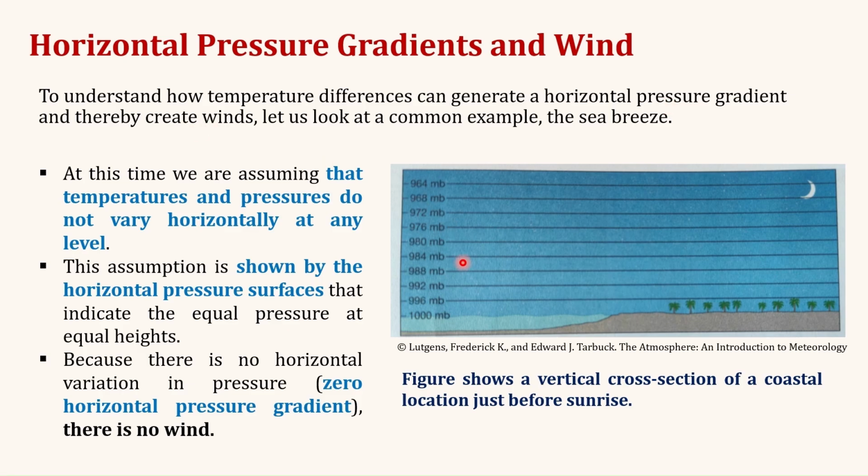In this image, we have the vertical cross section of a coastal location just before sunrise. At this time, we are assuming that temperature and pressures do not vary horizontally at any level. This assumption is shown by the horizontal pressure surfaces that indicate equal pressure at equal height. We can say here we have zero horizontal pressure gradient, and as there is no horizontal variation in pressure, there is no wind.